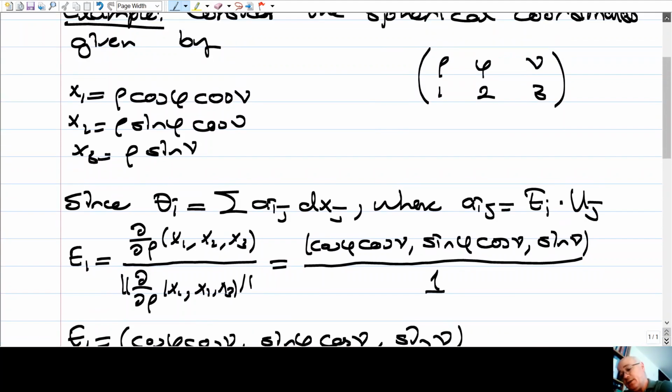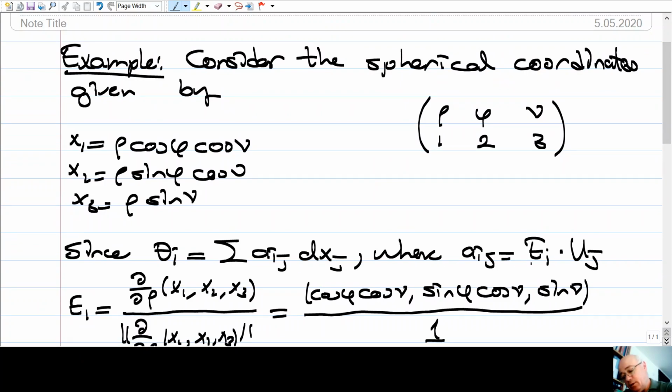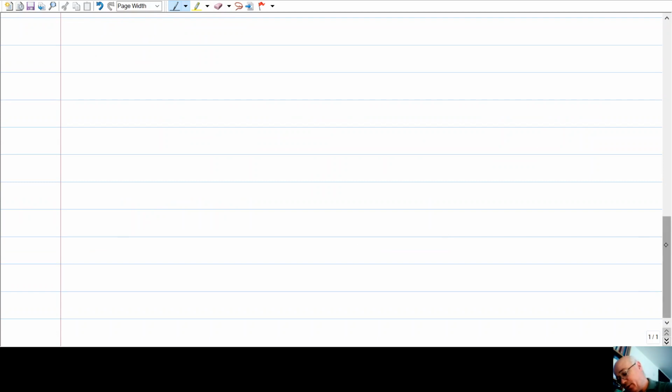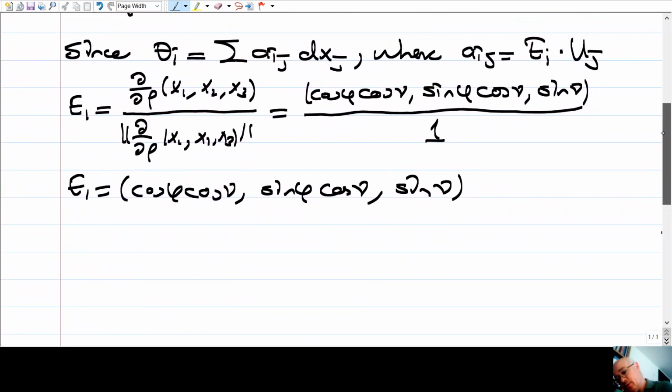All right, now what is A11? The Aij's are just the dot product of Ei with Uj. So if I take the dot product of this with U1, I'll get the first coordinate. So this is A11, this is A12, and this is A13.